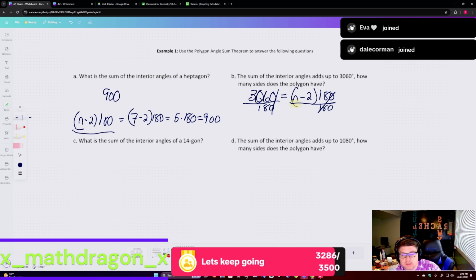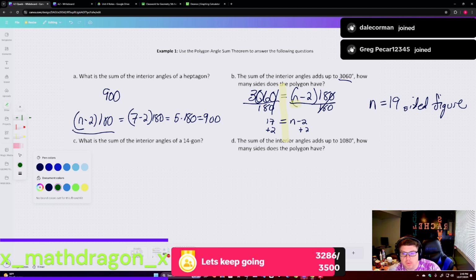So when I do this, here's my equal sign. I'm still going to be left with n minus 2 equals, and then this is going to be 17. I'm going to add 2 to both sides, and that means I have a 19-sided figure for the interior angles to equal 3060. Okay, so how many sides does this polygon have? It has to have 19 sides in order to get 3060 degrees inside that polygon.